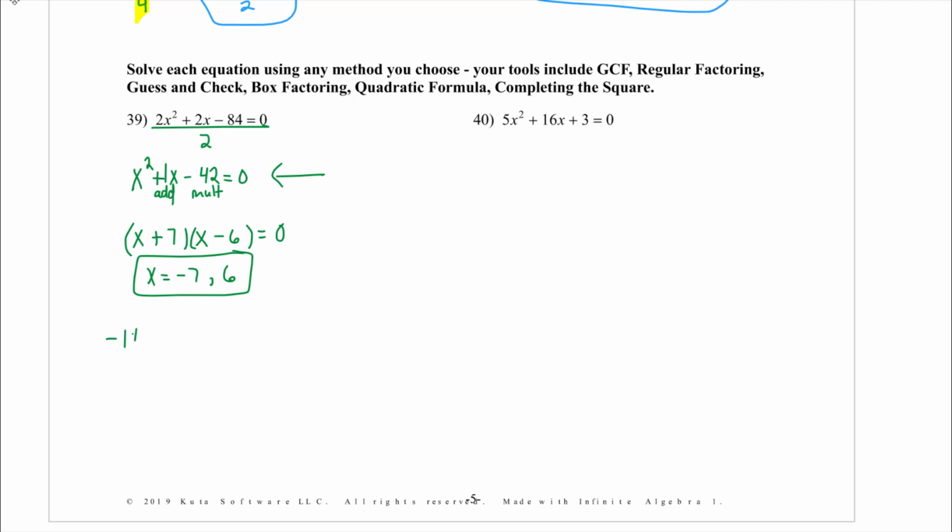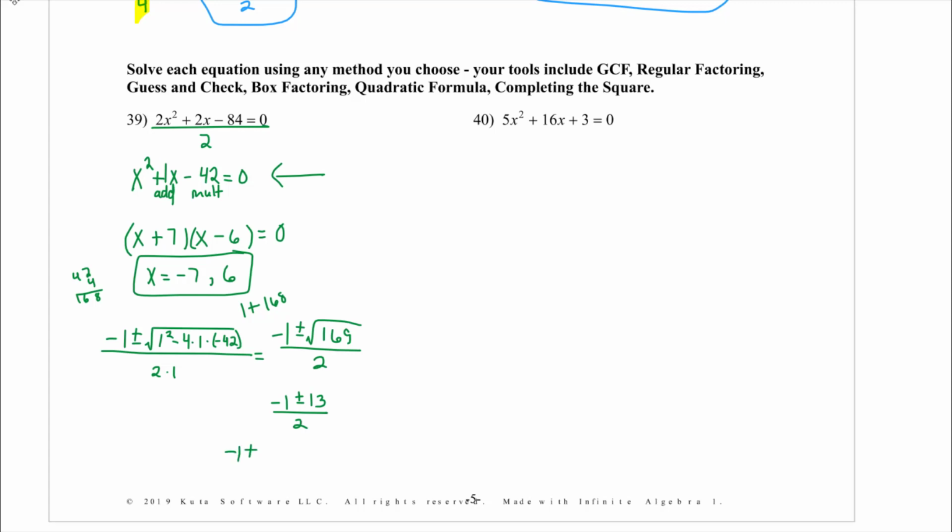Let's say you decided to use the quadratic formula. If we didn't divide by 2, we'd have bigger numbers, which just makes math harder. Under here we've got 1 plus 4 times 42, which is 168. So 1 plus 168, which is 169. That is a perfect square. So we'd get 13.